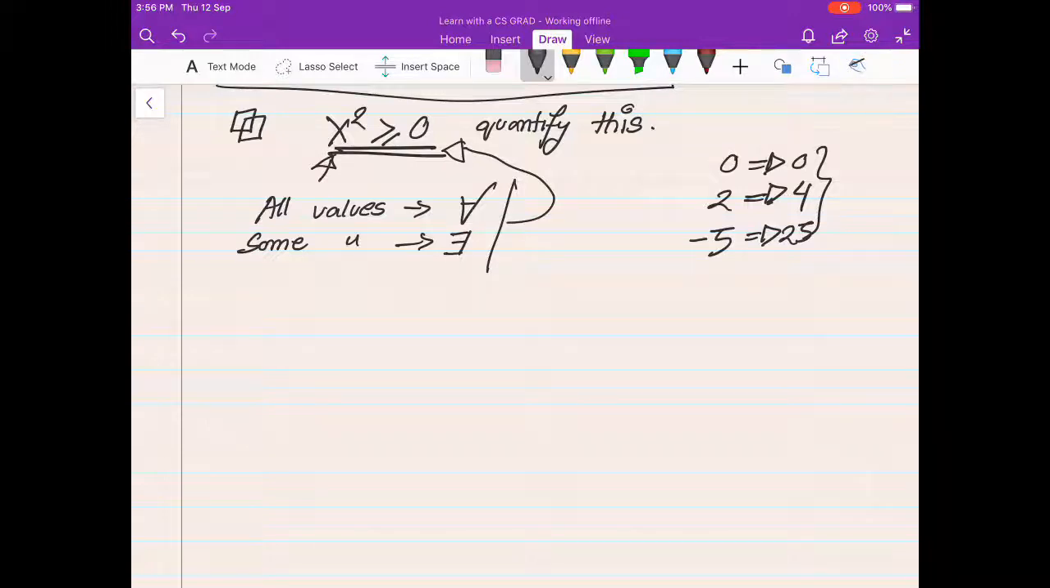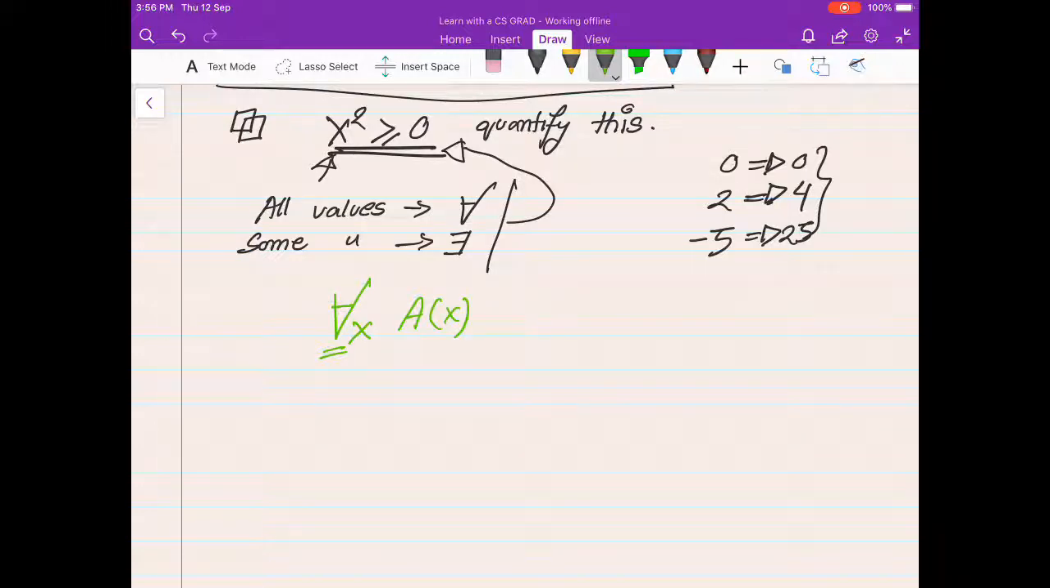So let's quantify this right now. We use the universal quantifier sign, and then here we put x because the function takes values of x. That's why x represents that all values of x would be something true or false. Universal quantifier, and then write the function.